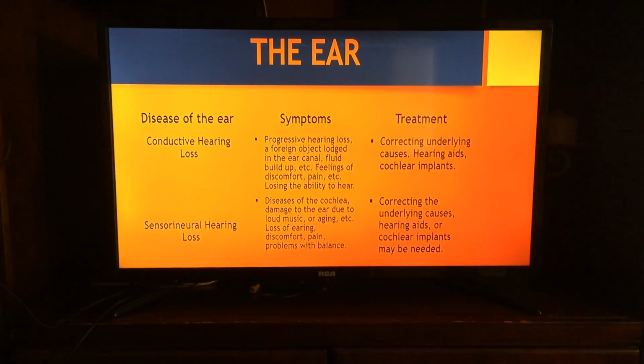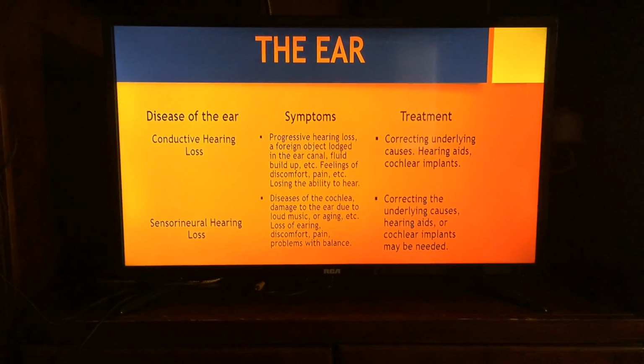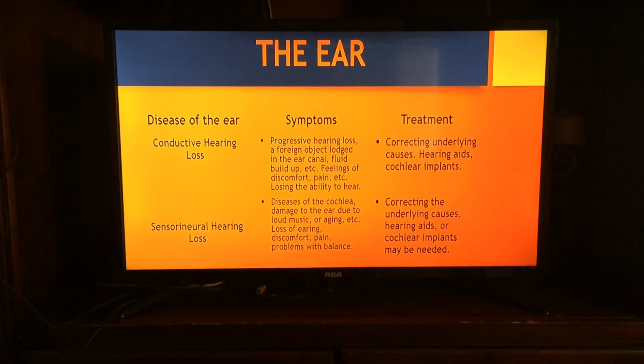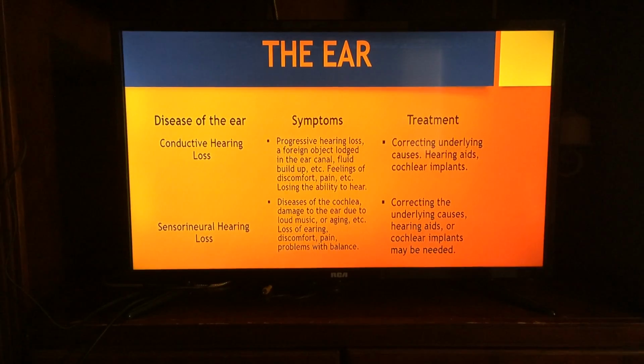Diseases of the cochlea, damage to the ear from loud music or aging, etc., loss of hearing, discomfort, pain, and problems with balance. Correcting the underlying causes, hearing aids or cochlear implants may be needed.